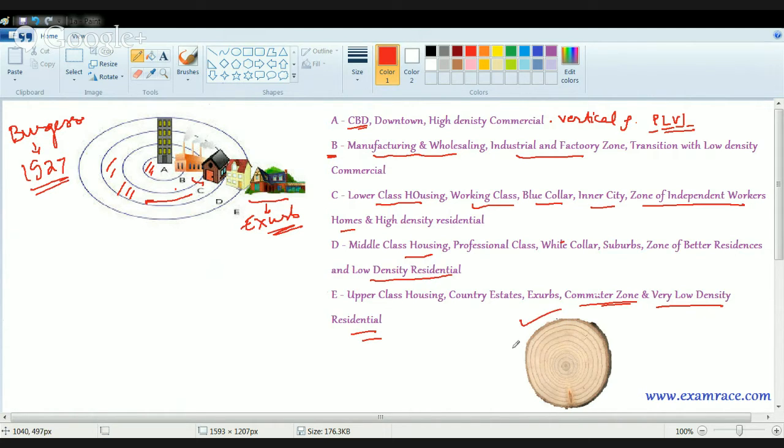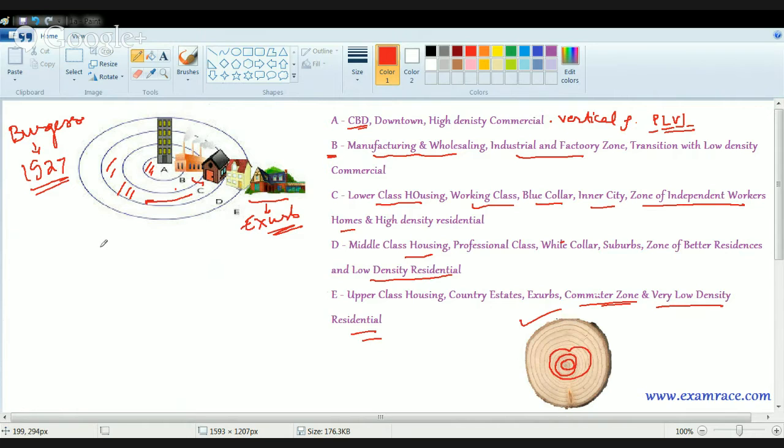Now, the rings of a tree are a classic example to help you remember the Burgess model. As the rings grow from the center to the outside, we say the age of the tree is growing. Similarly, the city grows from the inner CBD, and the concentric rings on the periphery show that the city is growing outwards.